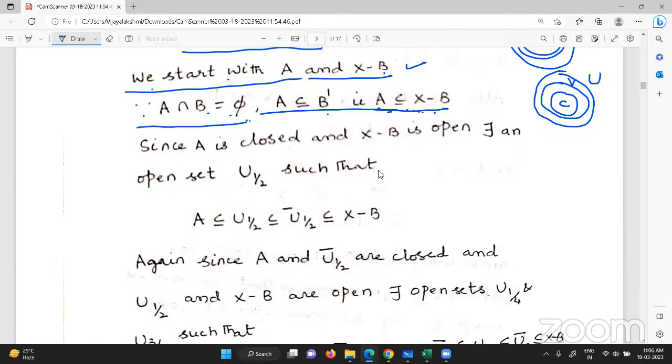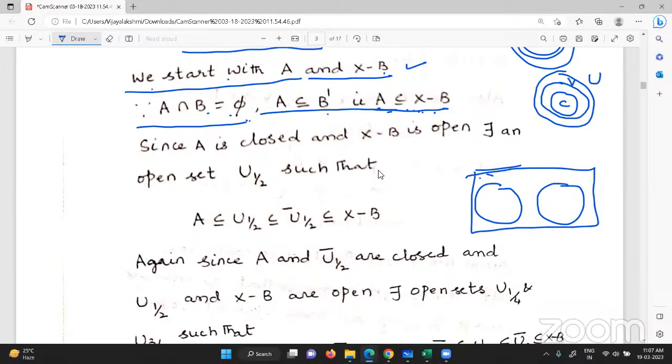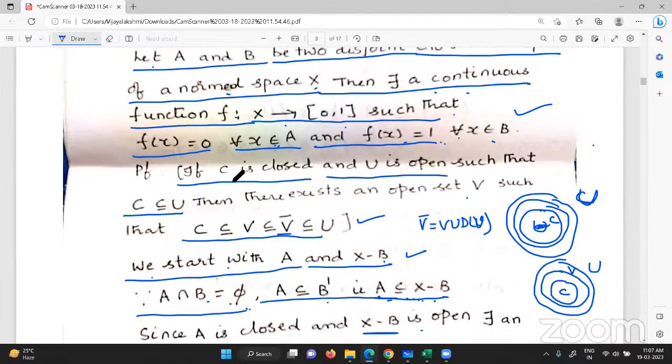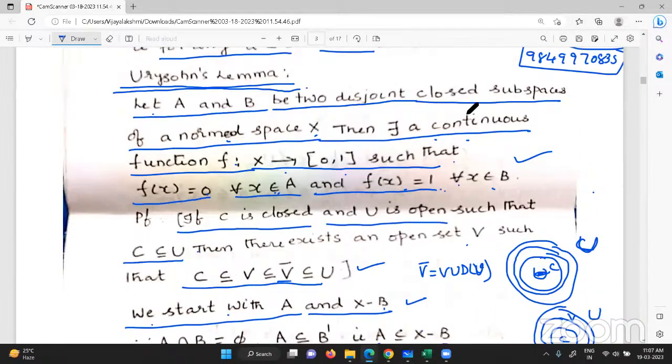So we start with A and X minus B. We start with A and X minus B. Since A intersection B is empty, you take it like this, A, B. If you know about sets, you can prove this easily. So you take A and X minus B. Since A is closed, definitely X minus B is open, as he gave already. A and B are closed sets. In the statement itself, it is given: let A and B be two disjoint closed subsets of a normal space X.